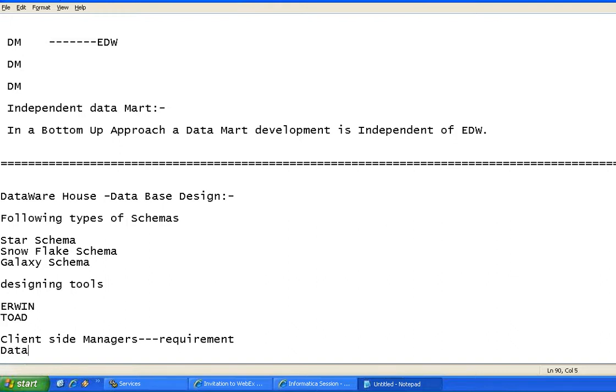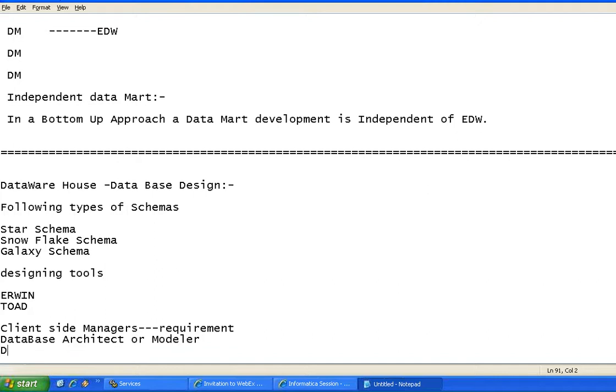We have a database architect or data modeler, anyone can be here, and we have database analysts as well. So what they do, the database architect or data modeler, whoever it is, first gathers all the requirements from the client-side business manager.